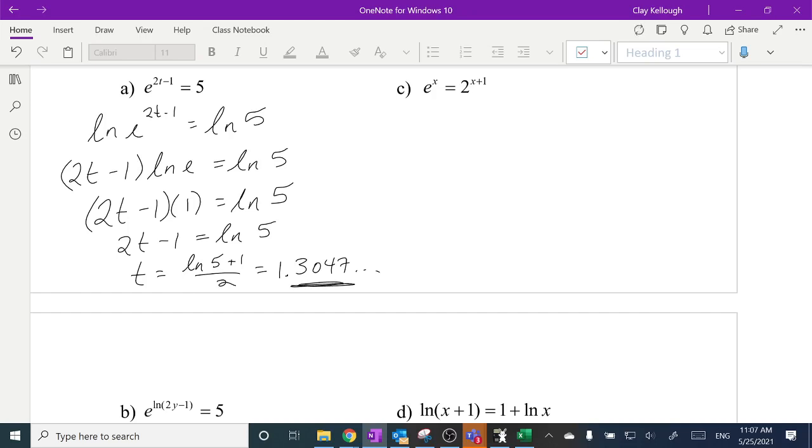Okay, this one's a little freakier, because I've got a double. This one's just a constant over here. This one is another variable. But I'm going to approach it the same way. I'm going to take the natural log, because I see e.